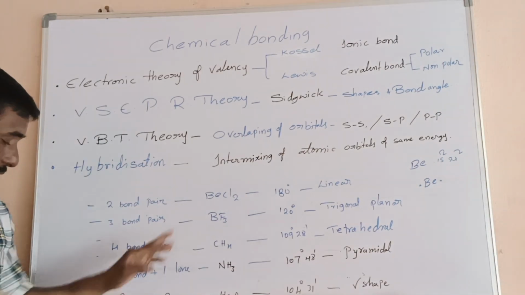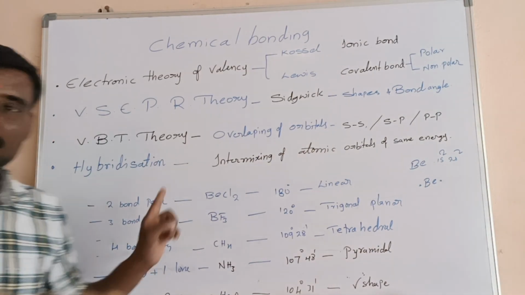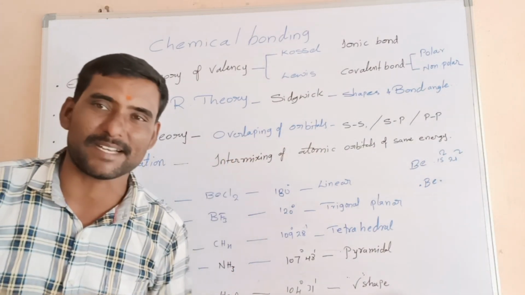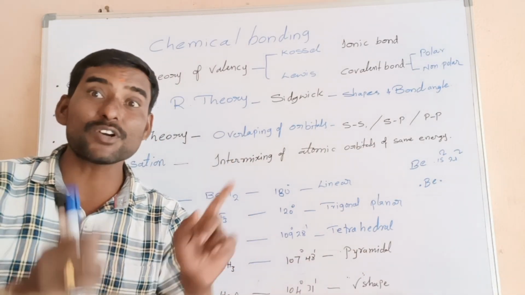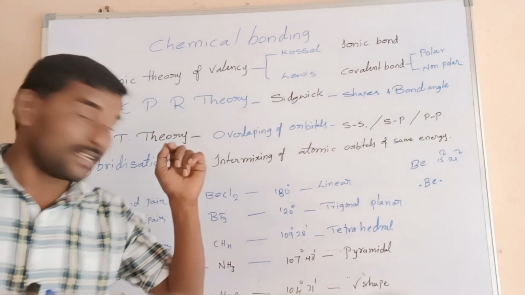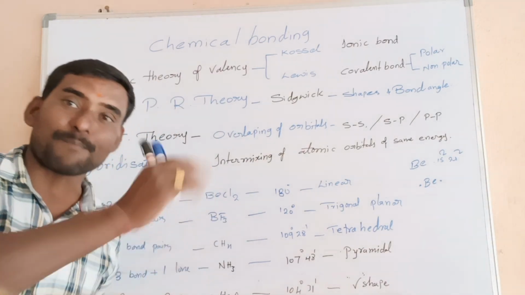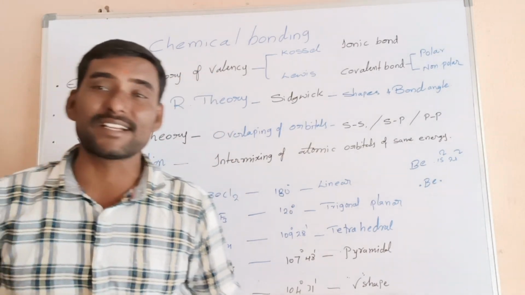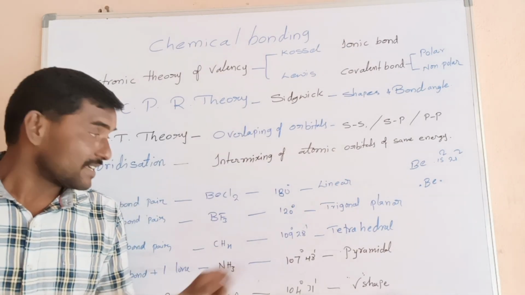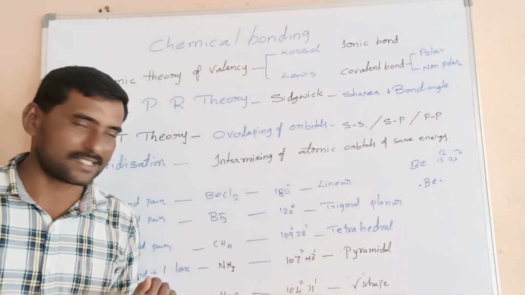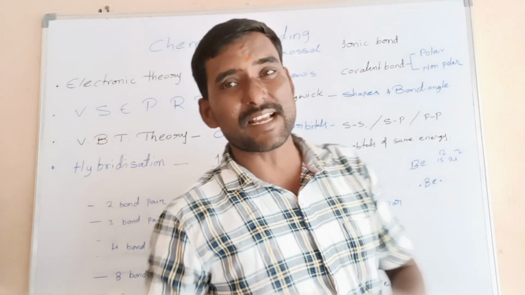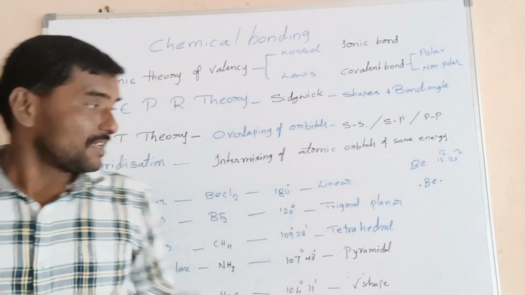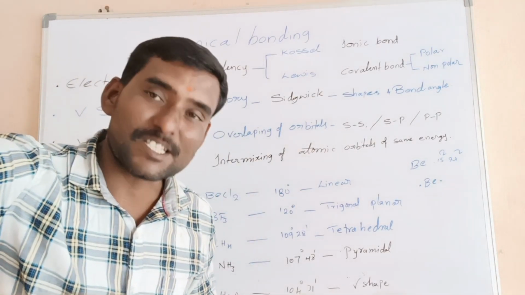And next, if 3 bond pairs and 1 lone pair, then the bond angle decreases to 107 degrees 48 minutes. The shape is pyramidal because of the lone pair. Here in H2O, 2 bond pairs, 2 lone pairs. That bond angle is again decreased to 104 degrees 31 minutes instead of 109 degrees 28 minutes. So H2O is V shape, reverse V, or open book shape, or angular shape. So this is VSEPR.